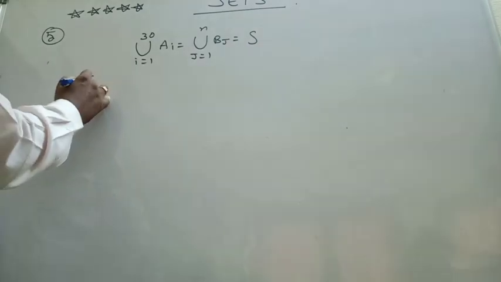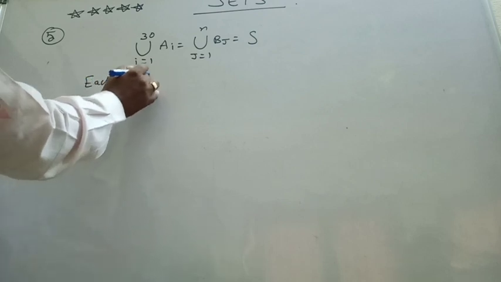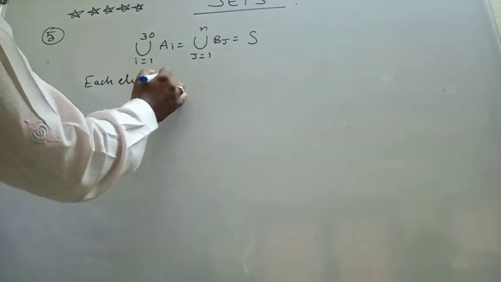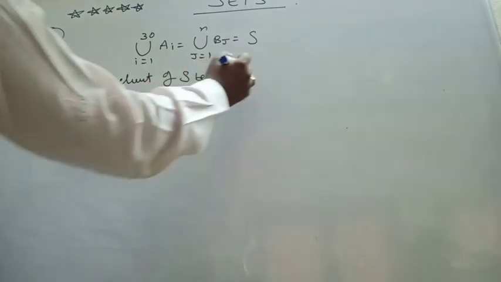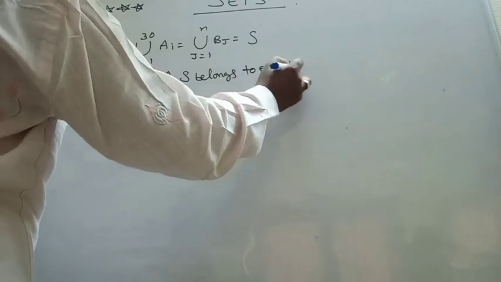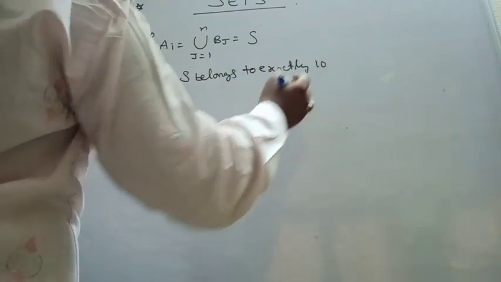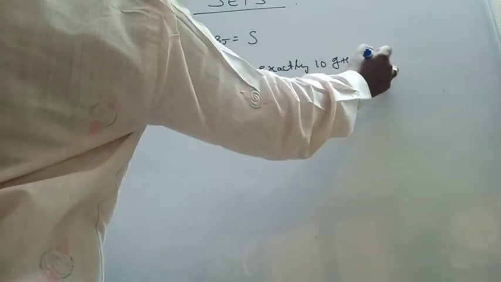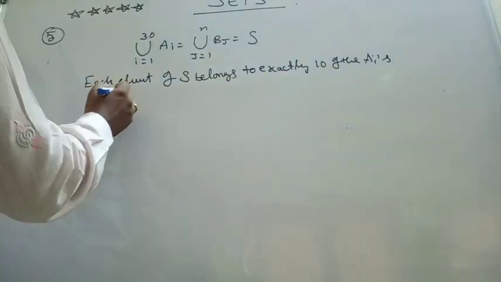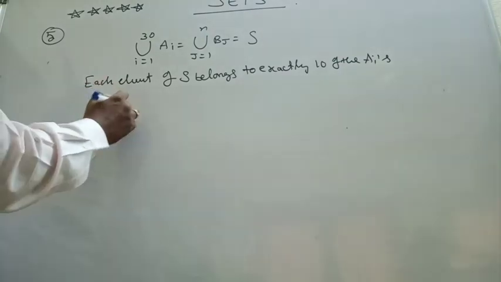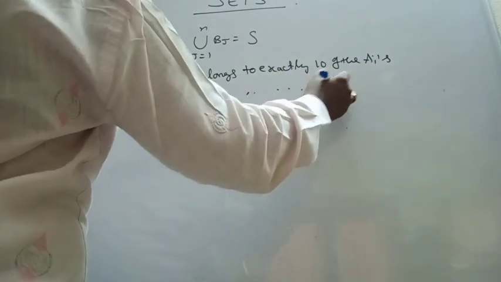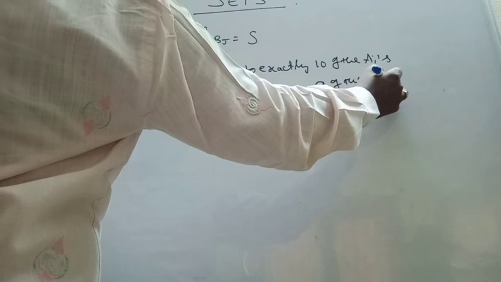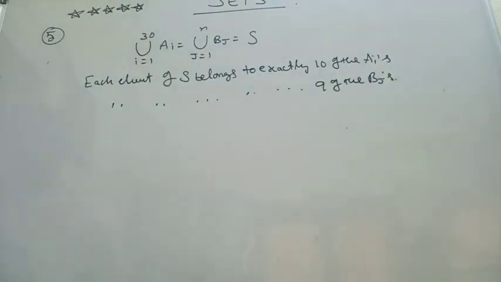They told that each element of S belongs to exactly 10 of the Ais, and each element of S belongs to exactly 9 of the Bjs. Then n is equal to what? That is what we require to find, my dear students.